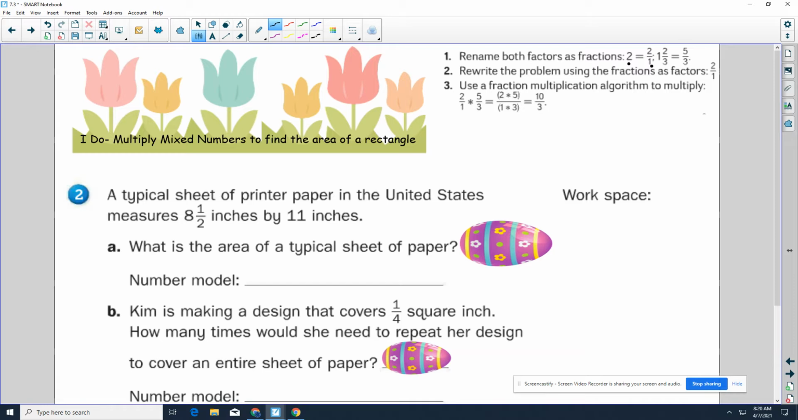So let's look at this number 2 here. A typical sheet of printer paper in the United States measures 8.5 inches by 11 inches. What is the area of a typical sheet of paper?